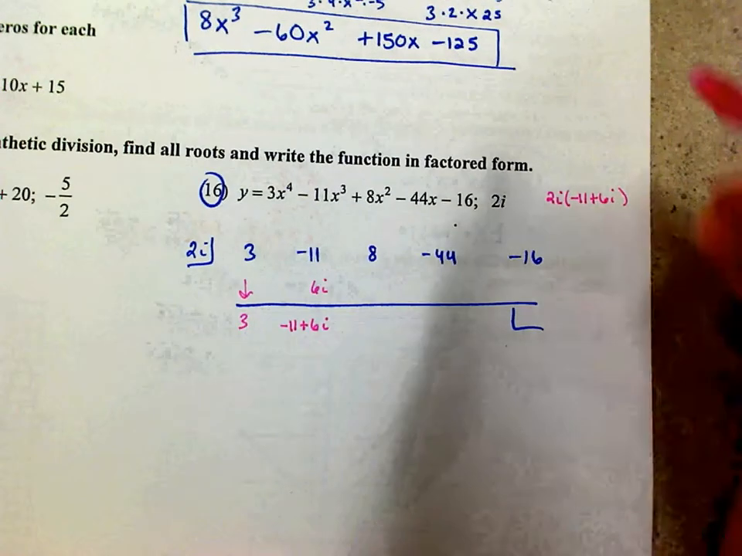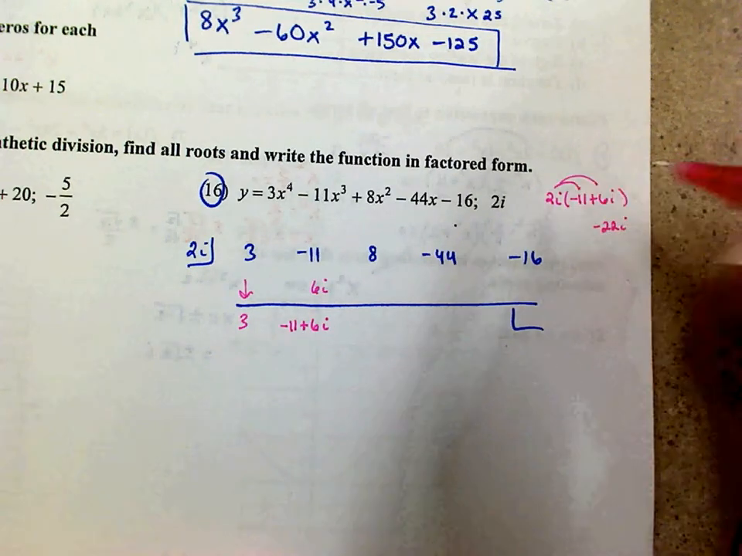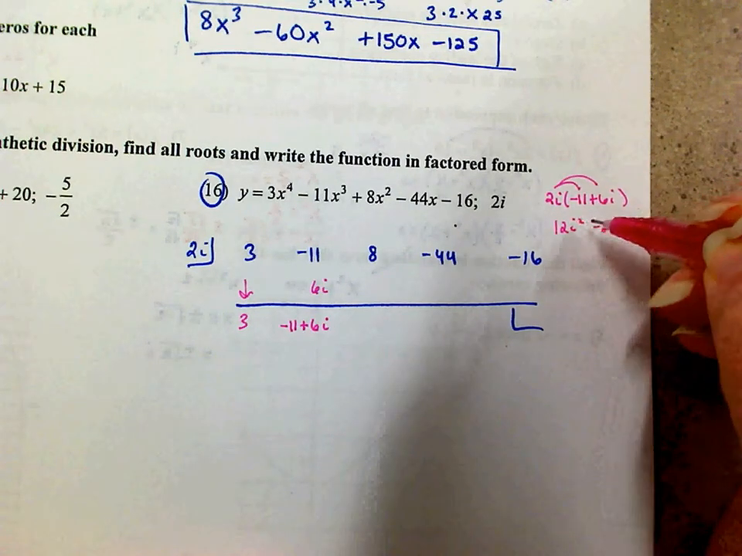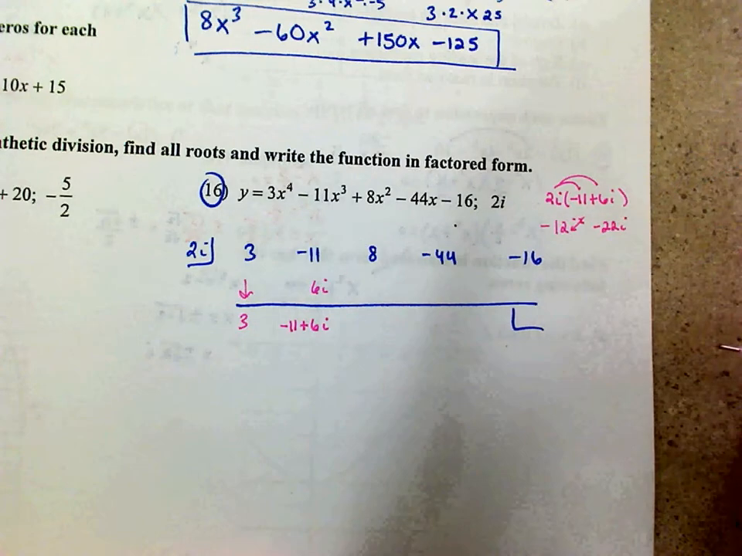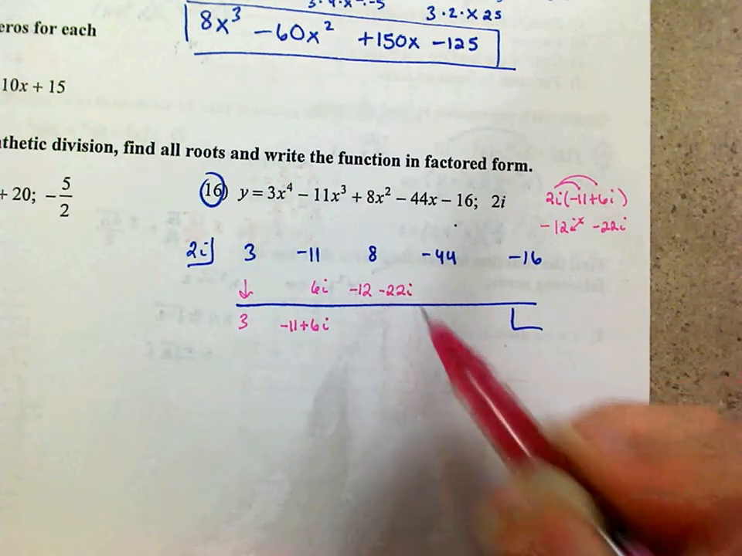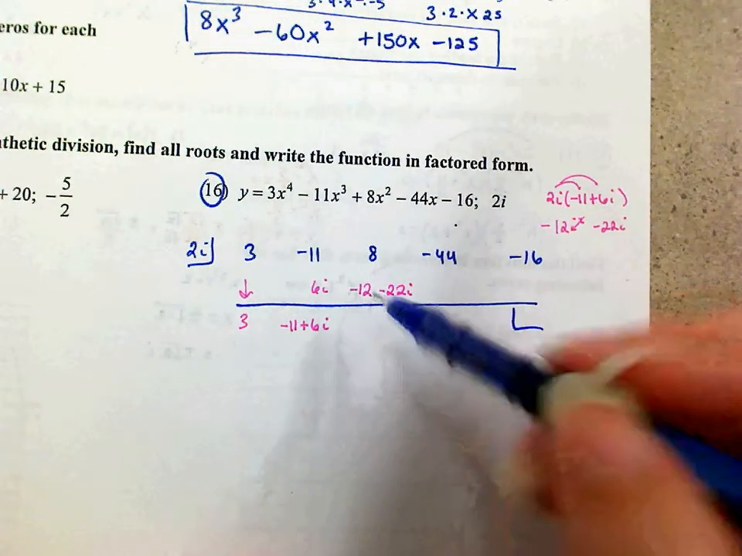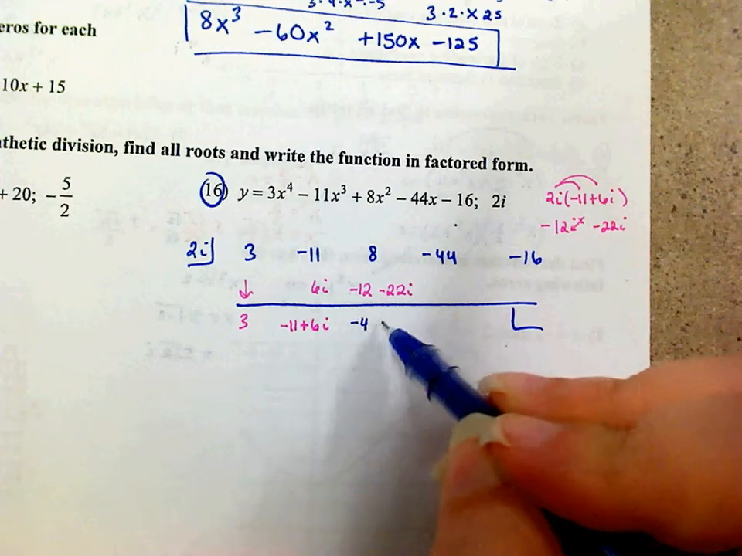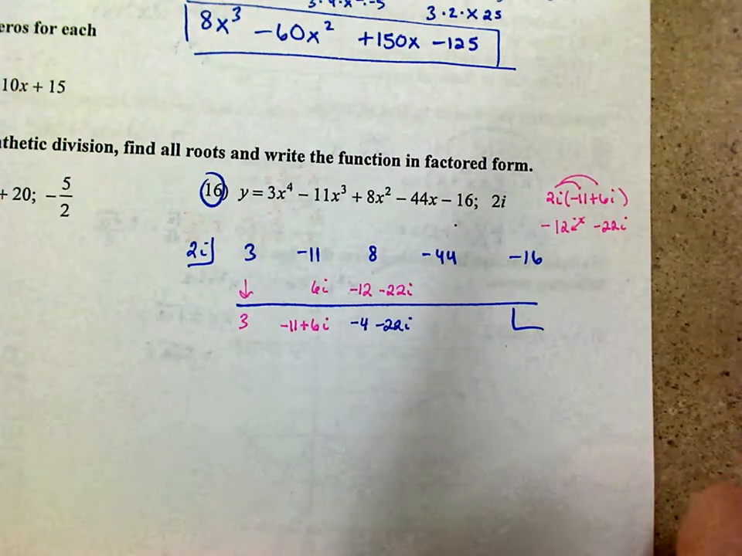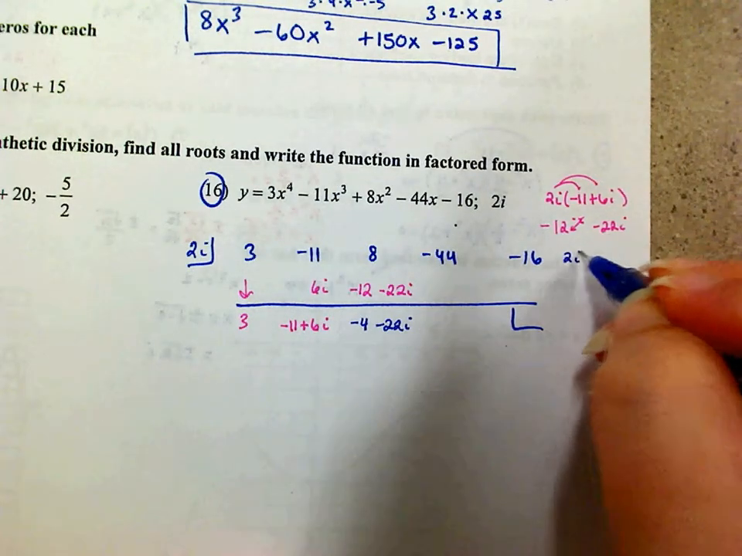2i times negative 11 is negative 22i. 2i times 6i is 12i squared, and i squared makes it just a negative 12. So negative 12 minus 22i. But now we need to add 8 and negative 12, which add up to a negative 4, and then negative 22i. So now I'm going to multiply 2i times negative 4 minus 22i.